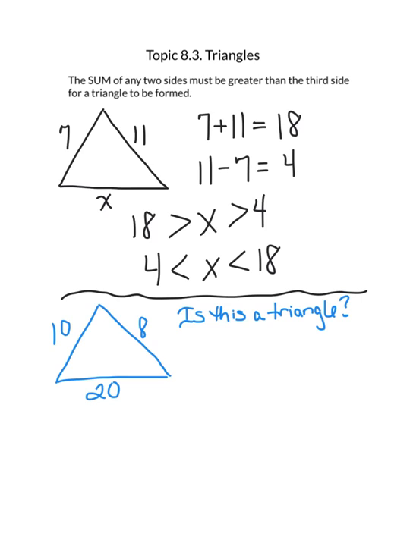Now let's look at the blue triangle. I've labeled that with sides 10, 8, and 20. My question is, is this a triangle? If these were the measurements of the sides, would this form a triangle? The way to tell is you pick any two sides. It doesn't matter which two you start with. Let's say I start with 10 and 20, and add those together. 10 plus 20 is equal to 30. That has to be greater than the third side that I didn't add, which was 8. 30 is greater than 8. So far it's looking good.